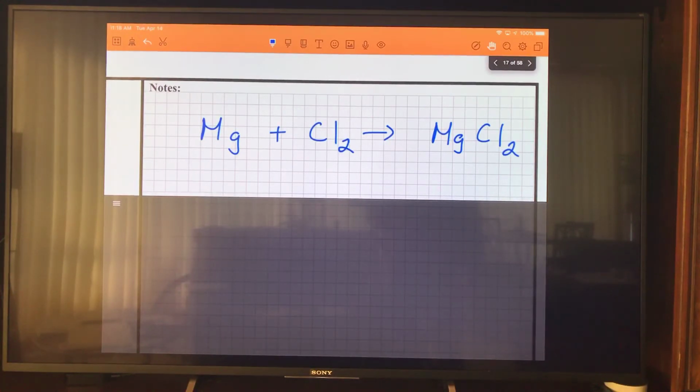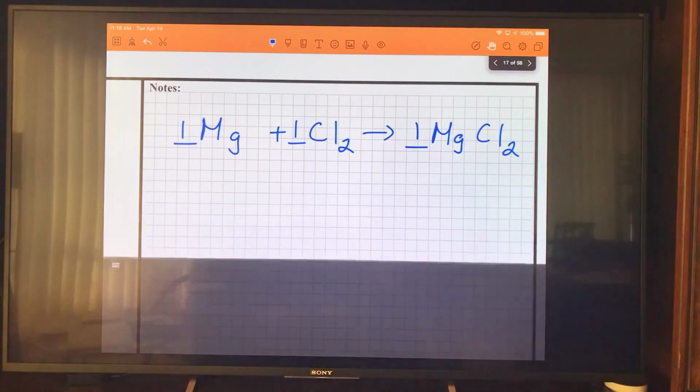That was step 4. And then step 5, I need to balance the whole reaction. And so in this case, it's already balanced. So it just looks like that. 1 Mg plus 1 Cl2 is 1 MgCl2.